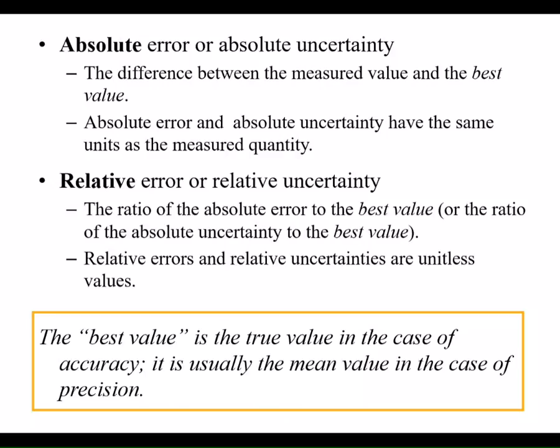Another way to look at error is what we call relative error or relative uncertainty. What you do is you take your difference, experimental, that's what you got, minus actual, and you divide that by actual. Sometimes actual is theoretical. And if you multiply it by 100%, you have what we call percent relative error.